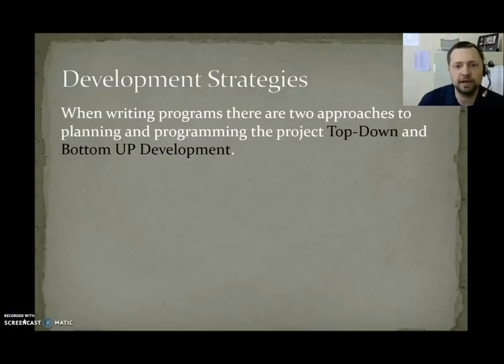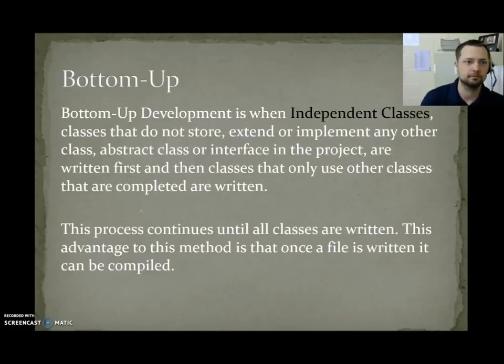Development strategies. When writing programs, there are two approaches to planning and programming the project: top-down and bottom-up development strategies. Bottom-up development is when independent classes that do not store, extend, or implement any other class, abstract class, or interface in the project are written first, and then classes that only use other classes that are completed are written. This way you can build a class and then compile it. This process continues until all the classes are written. The advantage to this method is that once a file is written, it can be compiled.